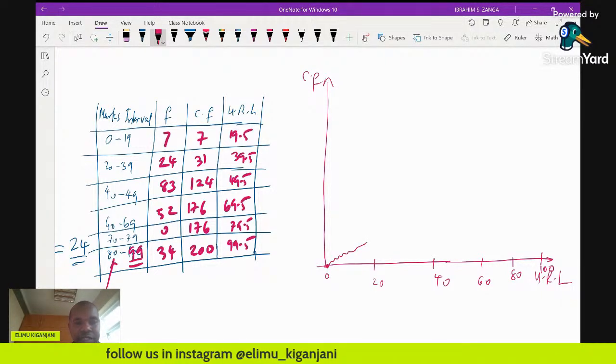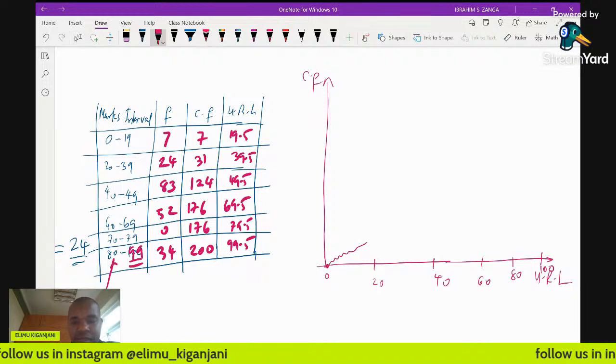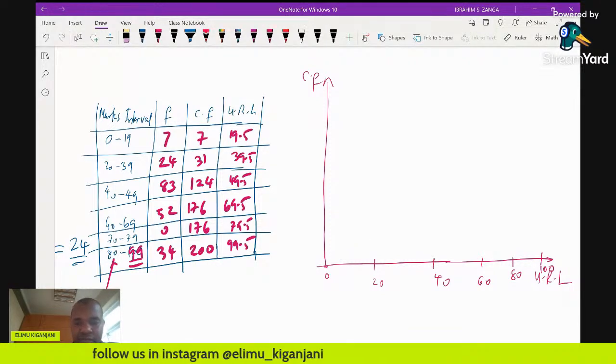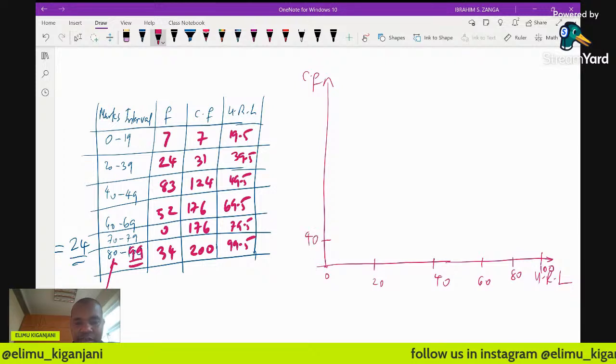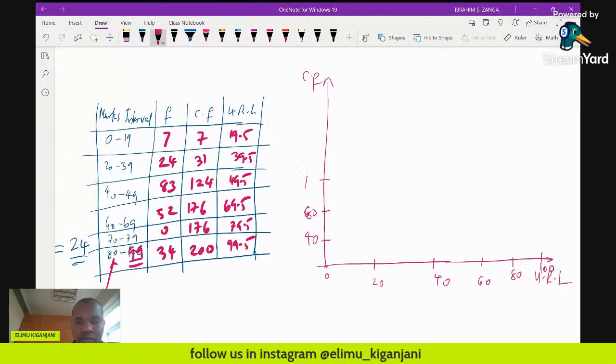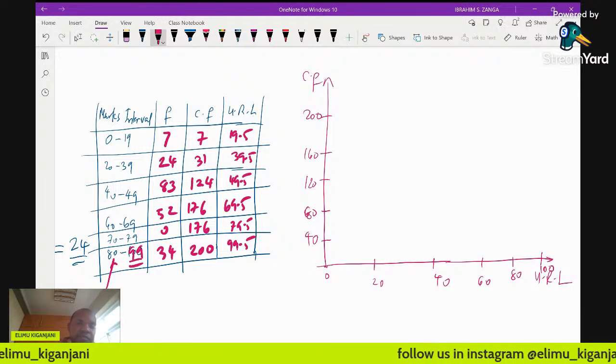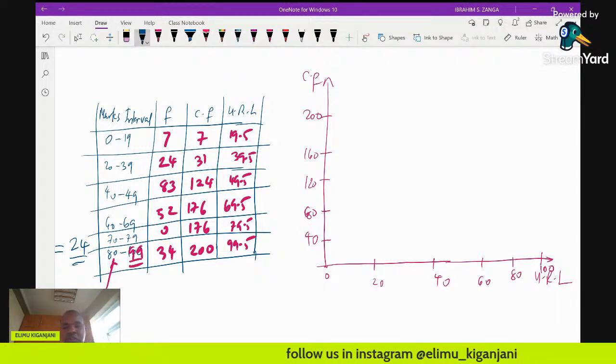So starting from 0, 20, the frequency is 7. We can go by 20, or by 40. So here is 40, then you have 80, 120, 160, 200. So we're going to put now the points.